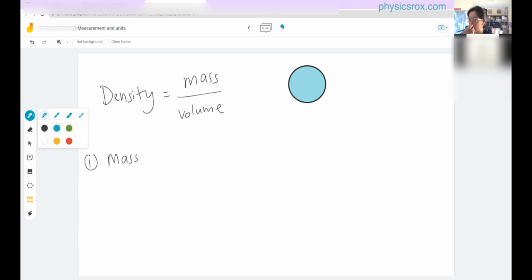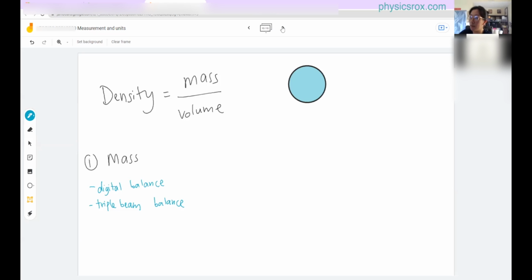Use a balance, correct. So the balance that you can use nowadays is a digital balance, or you can use the old style triple beam balance. Do you know what this is? Triple beam balance? You don't have the weighing scale also, but I think you don't call it a weighing scale in your syllabus. You can call it a balance, digital balance.